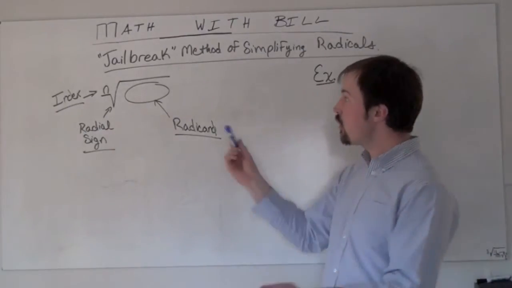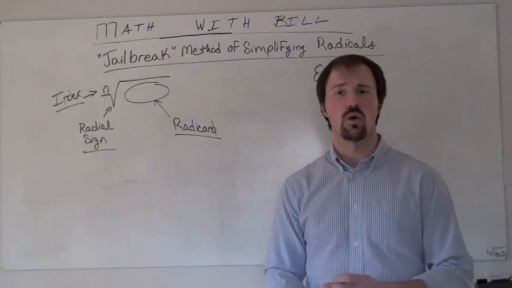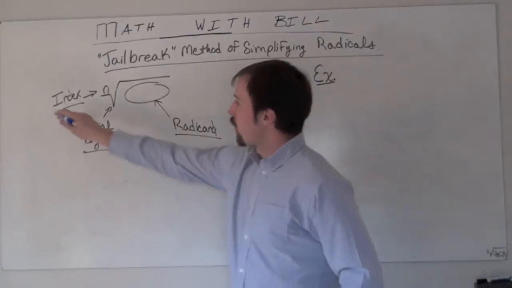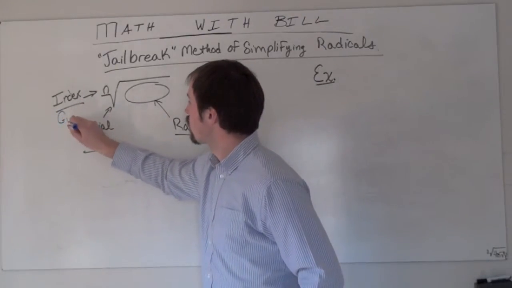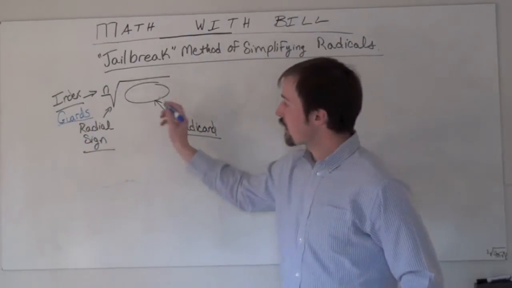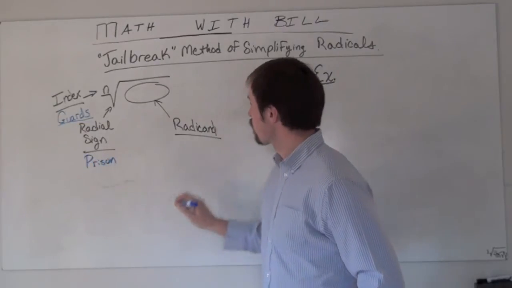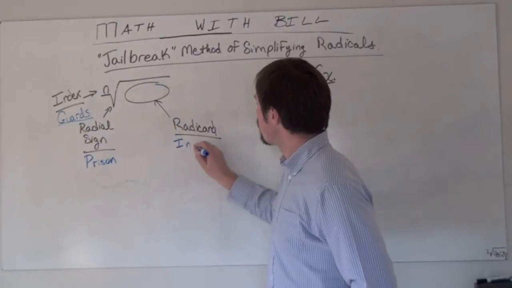Now, with the jailbreak method, I like to tell a little bit of a story here. Okay, so we've got three different characters in this story. Our index will be played by the role of the guards. Okay, the radical sign is known as prison. And the radicand are the inmates.